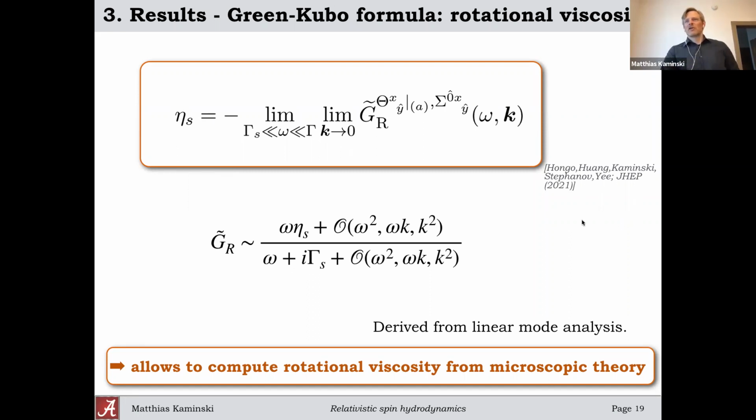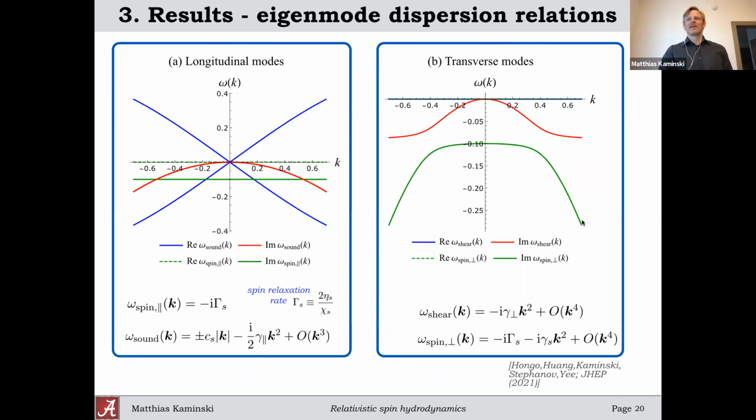Maybe this is a good point to, in the interest of time, skip this picture of eigenmodes. We kind of looked at that already before. The point was that the eigenmode spectrum is altered and now contains the spin dispersion relations.